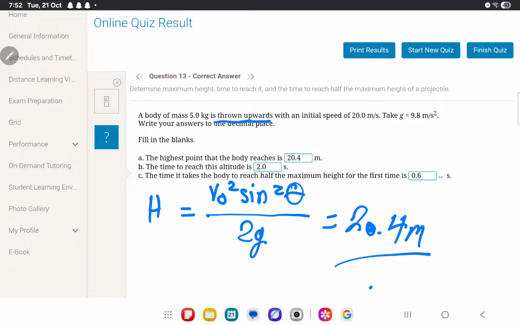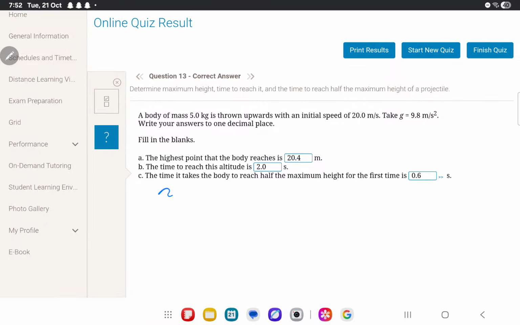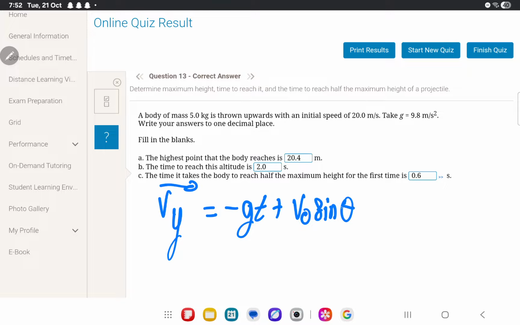All right, now part B. The time needed to reach this altitude. Now you use Vy, which is equal to negative g t plus v0 sine theta. So 0 is equal to negative g t plus v0 sine theta. You rearrange algebraically. I'm going to solve on the equation solver, I'm tired of rearranging. So 0 equals negative 9.8 times time, which is x, plus v0, which is 20 sine of 90. This gives you a time of 2.0 seconds.